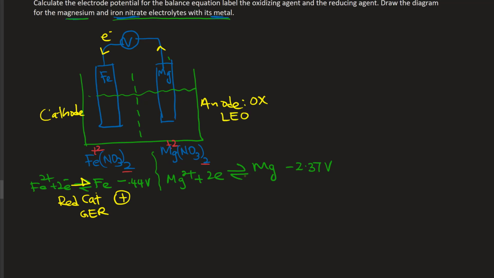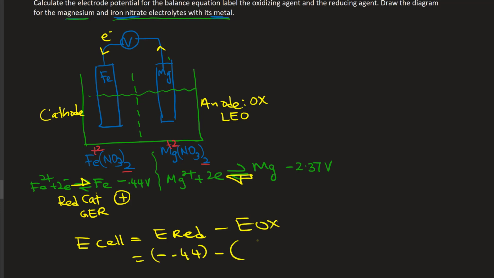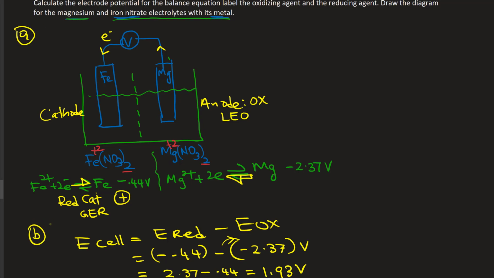Now, E cell is red minus ox. We already found the red, which is minus 0.44, the more positive one, and then minus minus 2.37, minus a minus is positive, and then minus 0.44. You will end up with 1.93 positive. That's a spontaneous reaction. So this calculation is better. You have proper brackets and plug and chug into the calculator, so you should be fine, right?